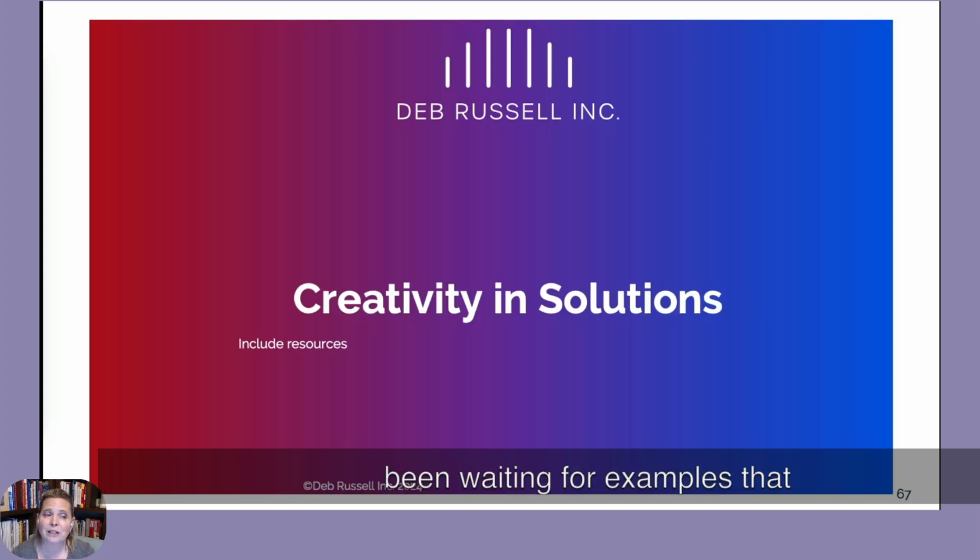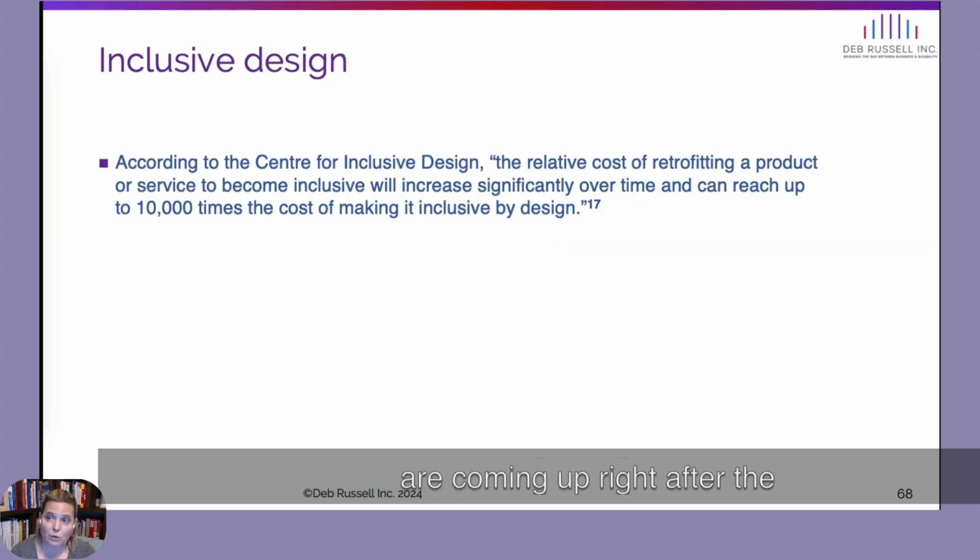So, okay, let's talk about creativity and solutions. We're about to get to examples. If anybody's been waiting for examples, they are coming up right after the next slide. Inclusive design. I just want to hit this first. When we're talking about inclusive design, how do we make sure that we don't need accommodations, that everybody can access and be successful in every environment? It's using principles of inclusive design. According to the Center for Inclusive Design, the relative cost of retrofitting a product or a service to become inclusive will increase significantly over time and can reach up to 10,000 times the cost of making it inclusive by design in the first place. So let's just keep that in mind.